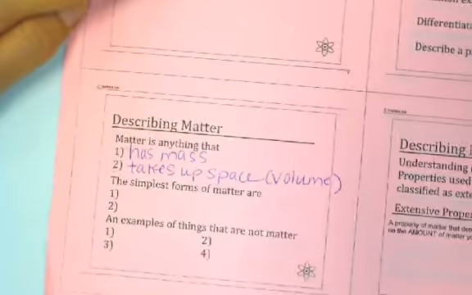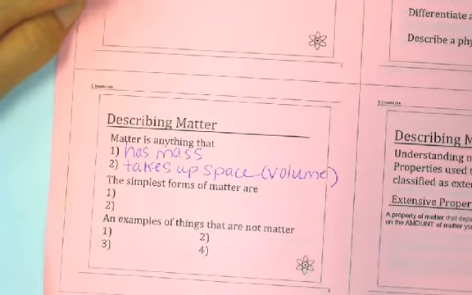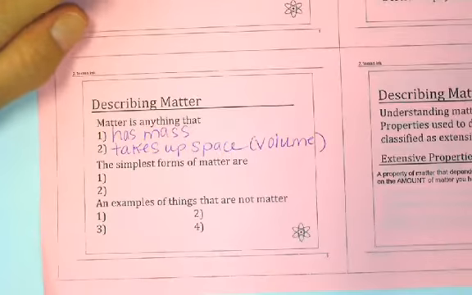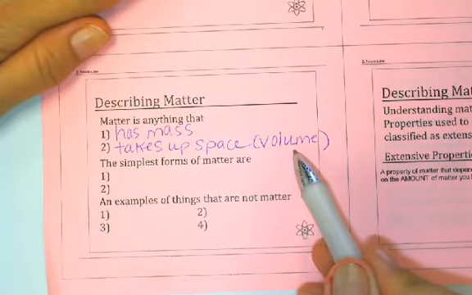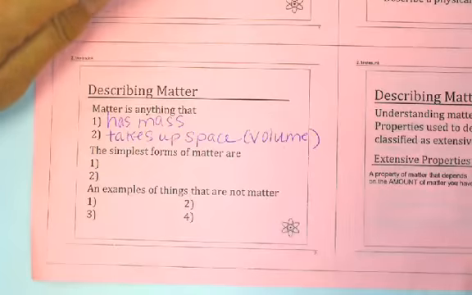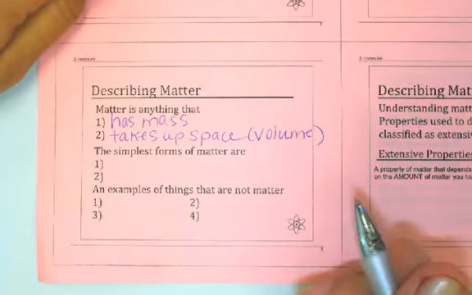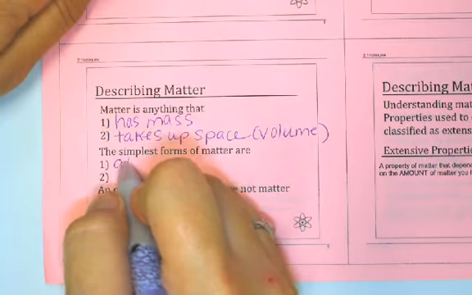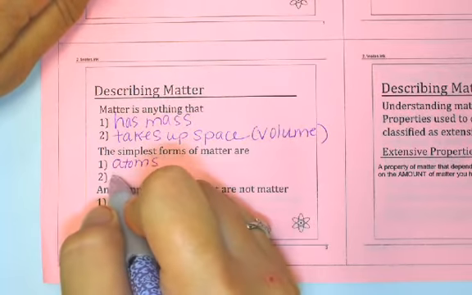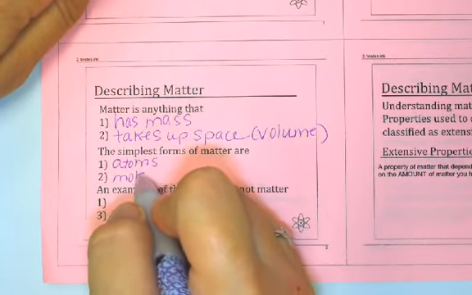So let's get started. What is matter? Matter is anything that has mass and takes up space. That means that it has to also have volume. So what are we talking about? The simplest forms of matter are the smallest particles we can find, which we refer to as atoms and molecules.